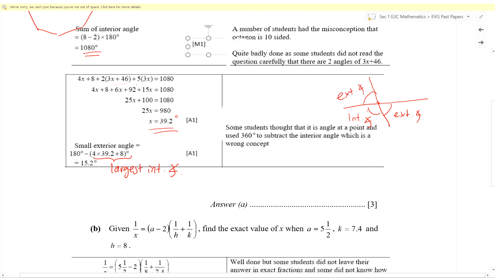Do you know how to prove that these two are the same? What is the property? Vertically opposite angles. They are the same, no matter how you draw the straight line. No matter whether you extend it this way to get this angle, or you extend it this way to get this angle, they are the same. Samuel, do you have a question?